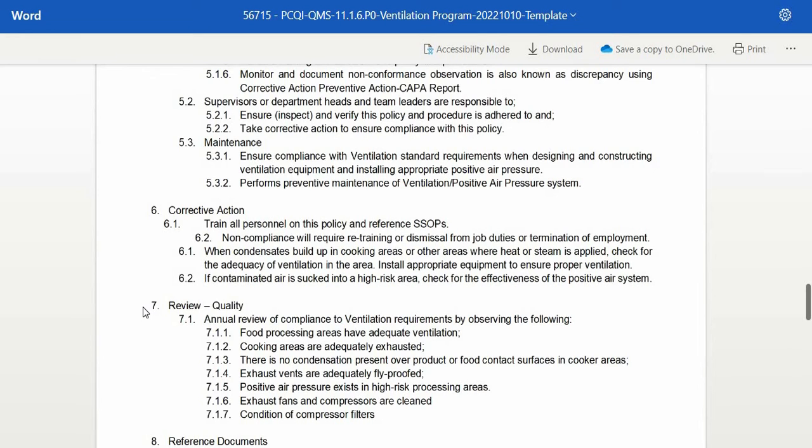Seventh, review. The review section serves as guidelines for conducting the annual or periodic review. Annual review of compliance to ventilation requirements by observing the following. Food processing areas have adequate ventilation. Cooking areas are adequately exhausted. There is no condensation present over product or food contact surfaces in cooker areas. Exhaust vents are adequately fly-proofed. Positive air pressure exists in high-risk processing areas. Exhaust fans and compressors are cleaned. Lastly, the condition of compressor filters.